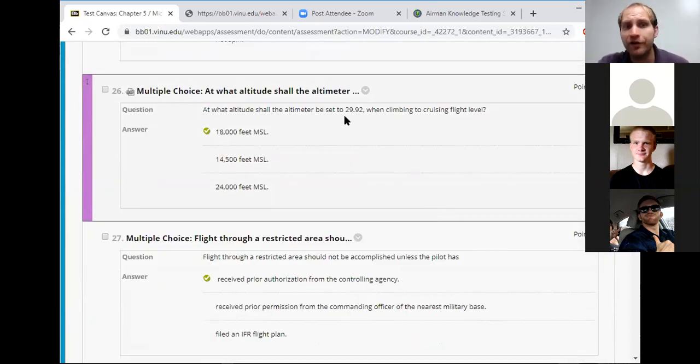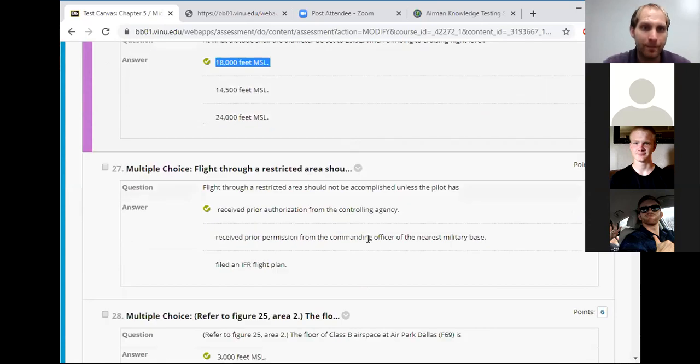All right, at what altitude should the altimeter be set to 29.92 when you're climbing to a cruise flight level? So they're talking about flying in Alpha airspace, A airspace. When you fly through 18,000 or flight level 180, that is where all the pilots change from local altimeter setting to standard pressure altitude 29.92. So the correct answer choice here is 18,000 MSL. And I do have a few of y'all missing this question. So 18,000 MSL. Flight level 180.